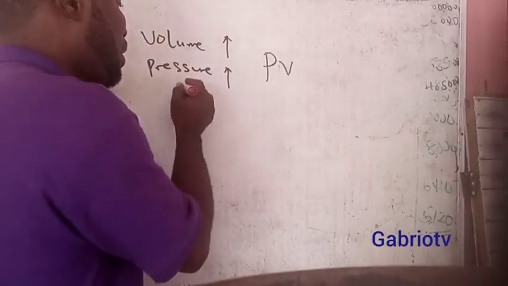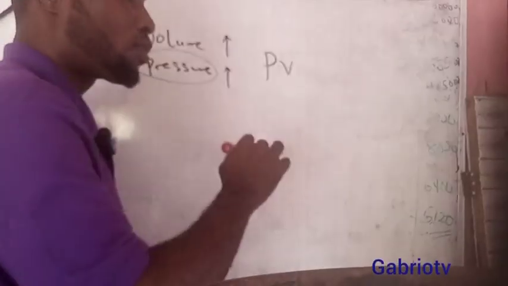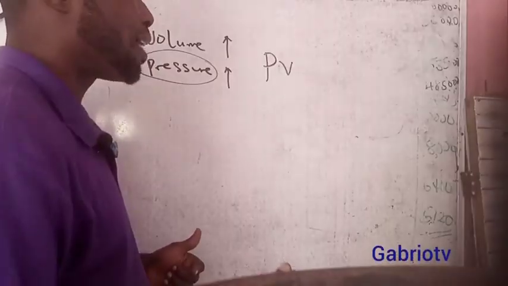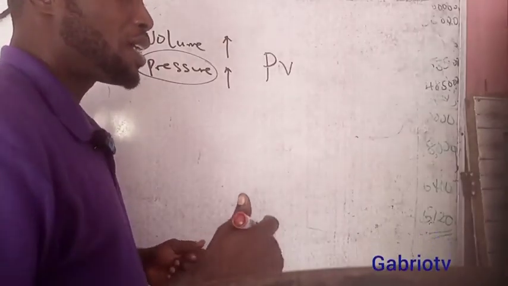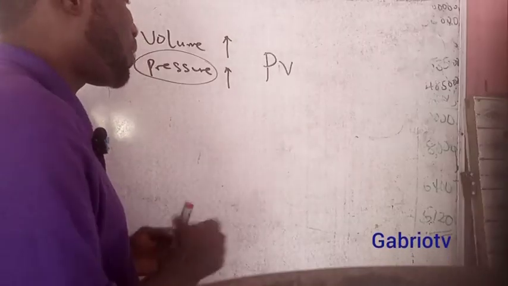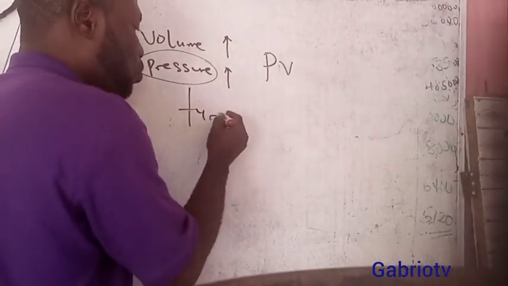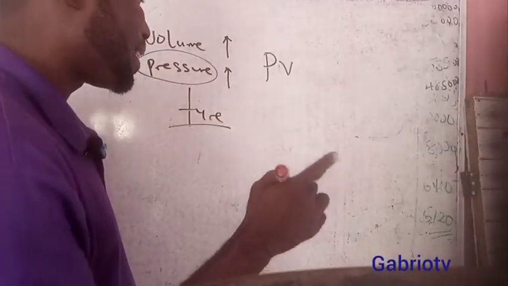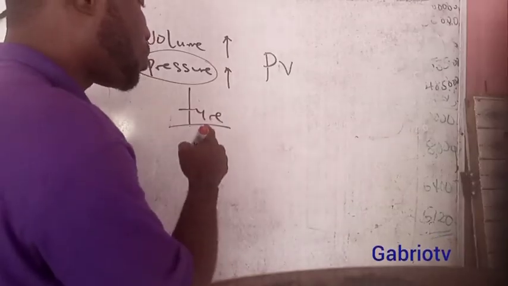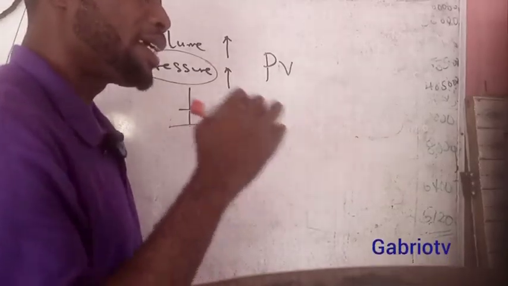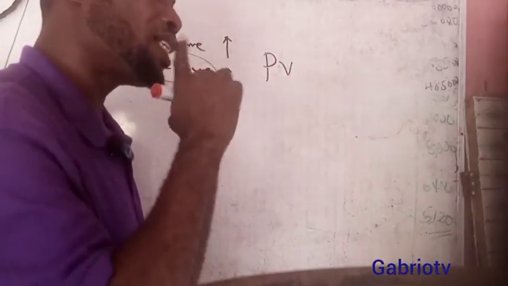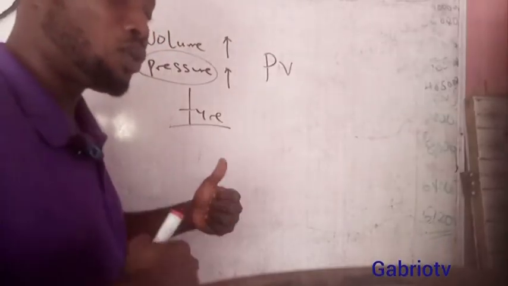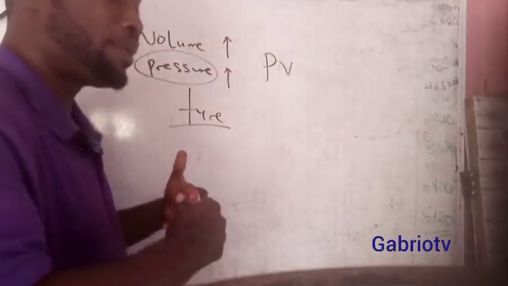Kinetic theory is telling us that when you exert more pressure, then you have more volume, just like I've used a syringe and a tire. If you are trying to pump a tire, in fact, the bicycle tire is a very good example using kinetic theory to explain Boyle's law. If you want to pump a tire, then you exert more force.